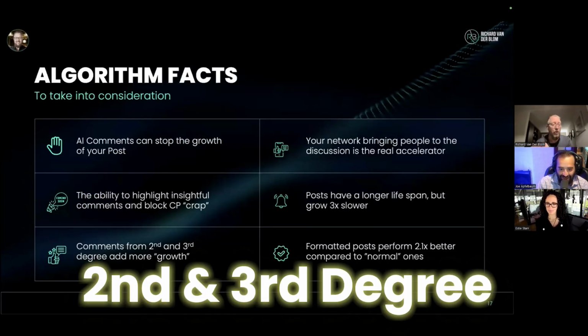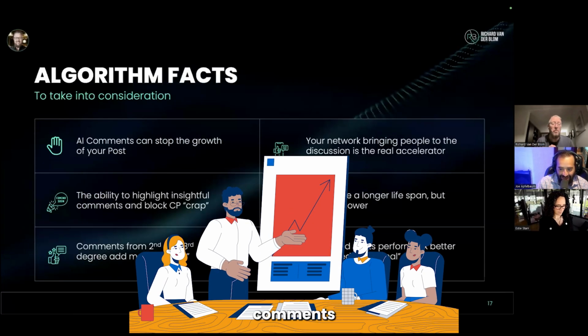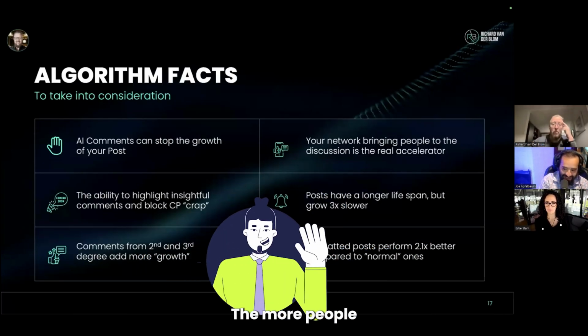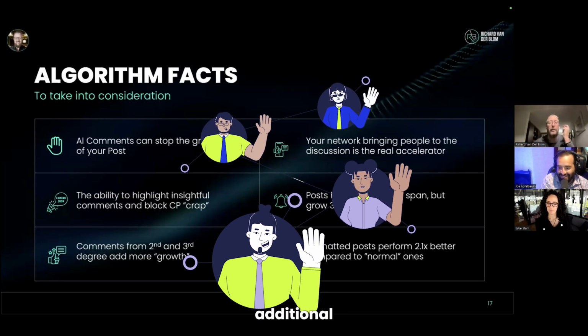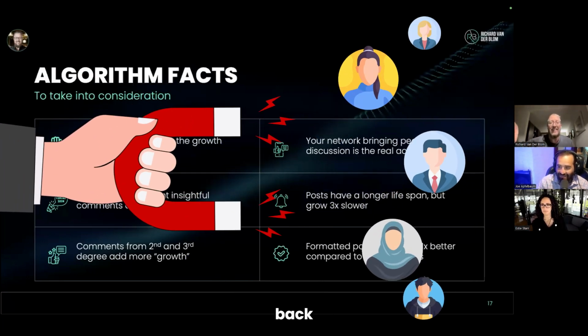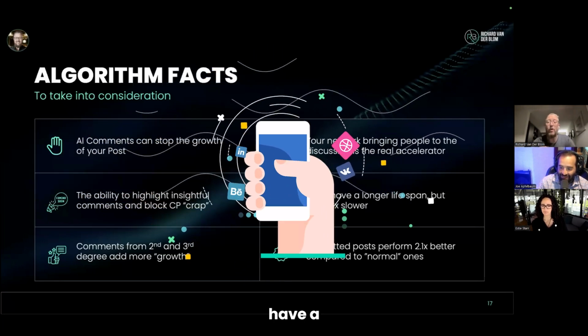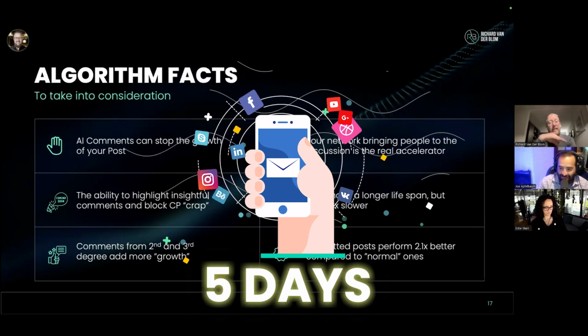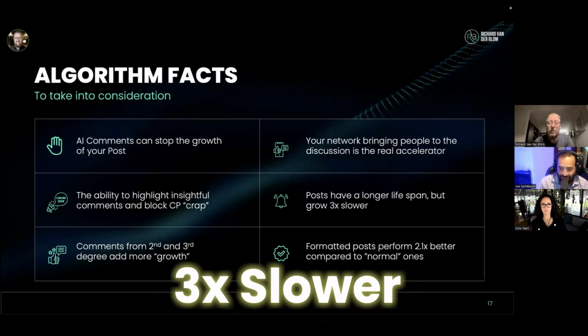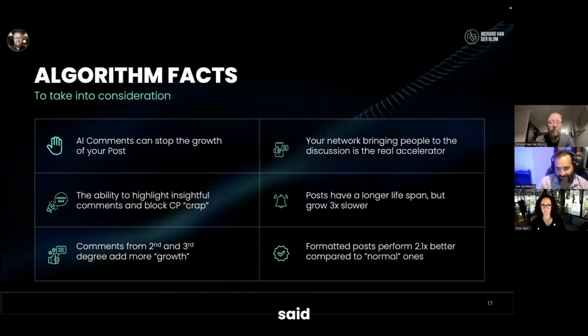Comments from second and third degree add more growth than comments from your connections. The more people outside your network that comment, the more additional reach you get. So have your network tag people and bring more people to your post. Posts nowadays have a longer lifespan, up to 5 days they keep growing, but they grow 3 times slower. And the last one I already said, format your post.